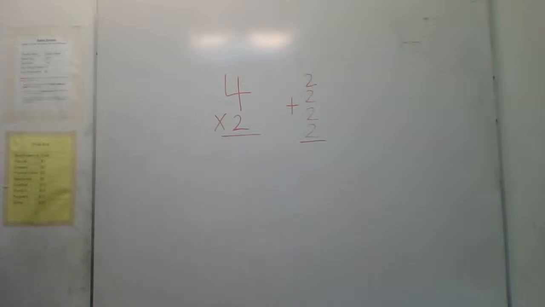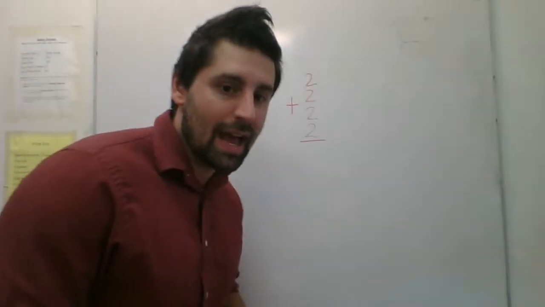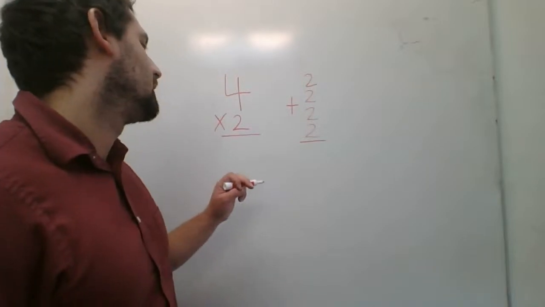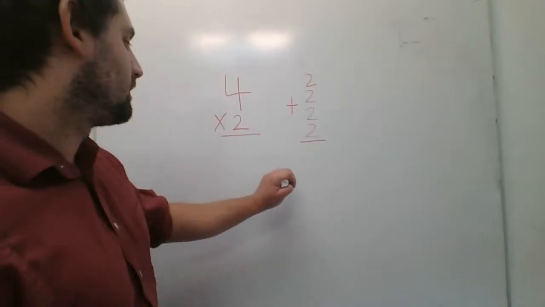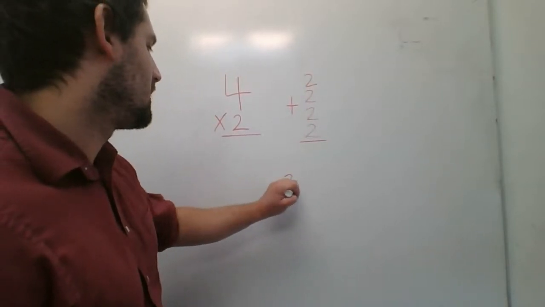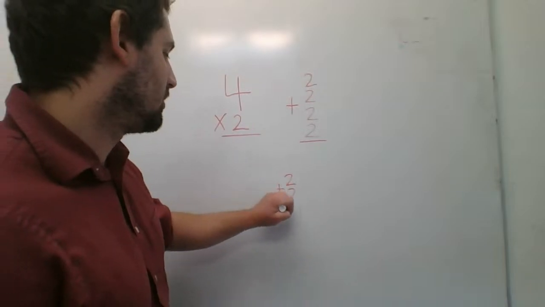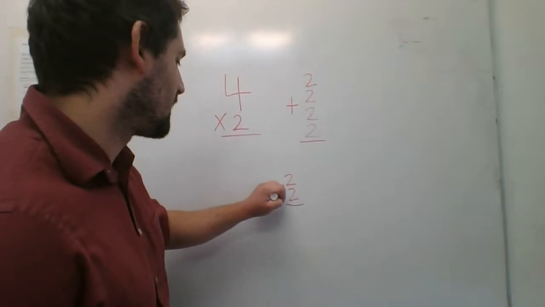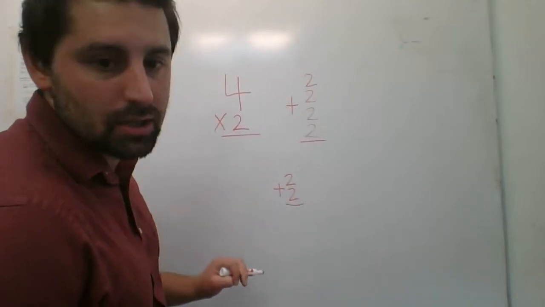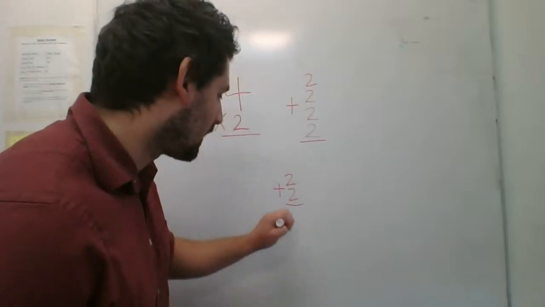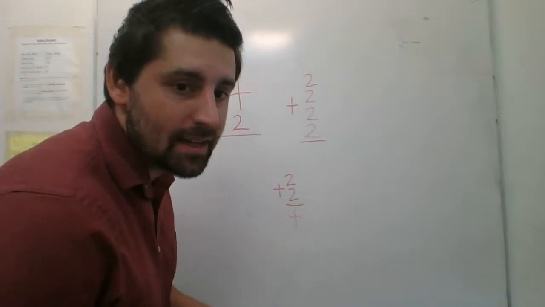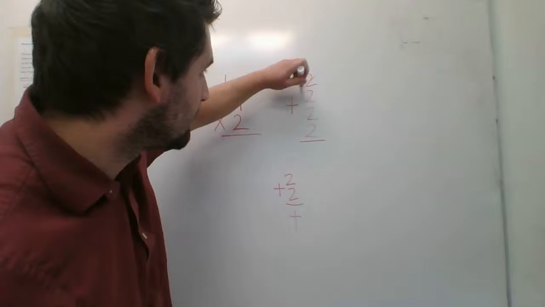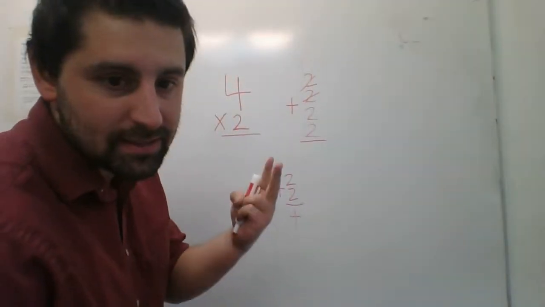So I have to add the number 2 4 times. I'm going to start out with 2 plus 2. Very simple one-digit addition here to start out. 2 plus 2 equals 4. So I just added the number 2 twice. That's 2 groups of 2 right there.